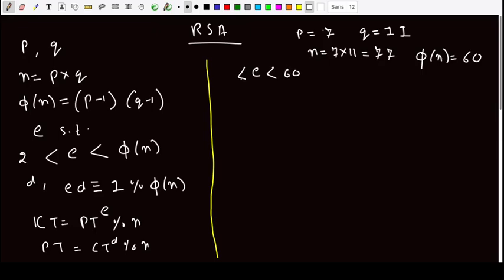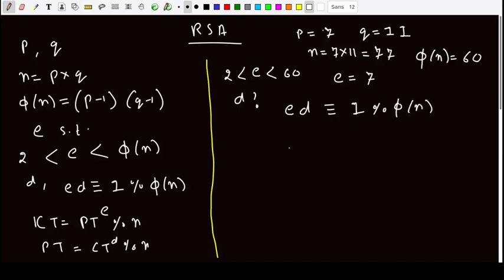Let us choose an e such that e is less than 60 and greater than 2. Let us assume e equals 7. Now what we want to find out is d. And we said that ed is congruent to 1 modulo phi n.